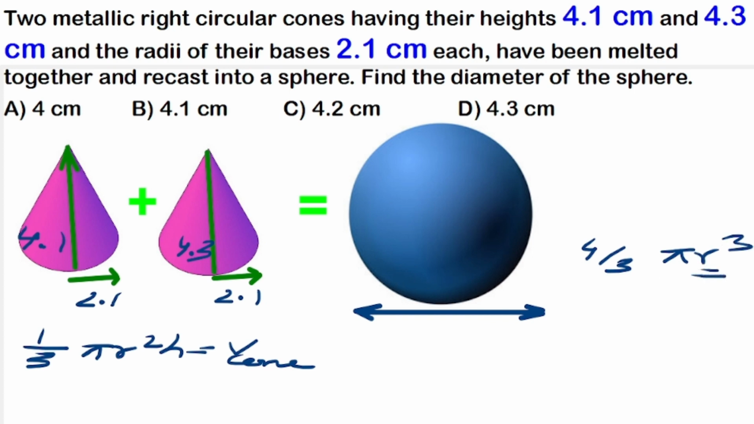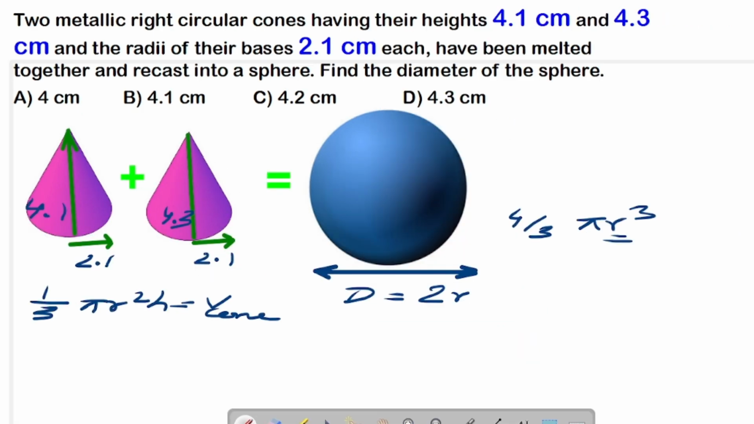If here the sphere's radius is r, then we need to find the value of diameter d, that is equal to 2 times r, right? So in this question, it's very simple: the right circular cones have been melted together and recast into a sphere. So as per the question, the two cones are melted and then a sphere is formed. So the volume of the two cones will be equal to the volume of the sphere, right? So how we will do it?